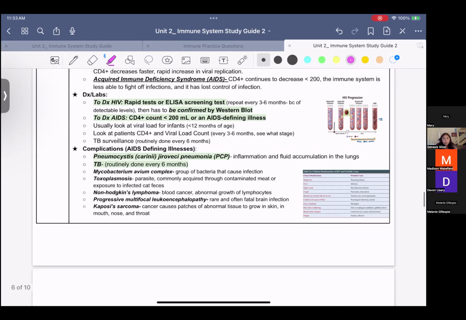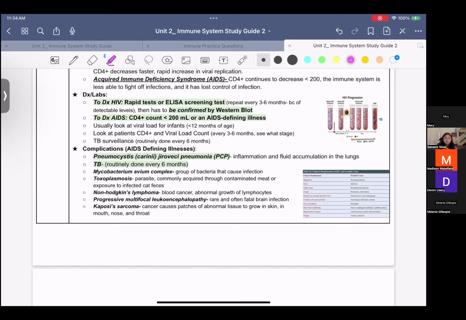And then in terms of AIDS, this is the final stage. It's not like HIV and AIDS are two different things. AIDS is just the final stage of HIV. So the CD4 continues to decrease, but specifically, she does mention on the exam, I think, it is under 200. And this is where the immune system is less able to fight off infections and has lost control of the HIV.